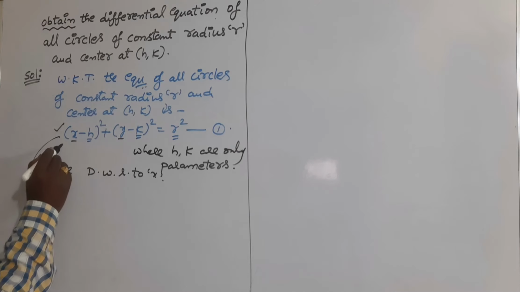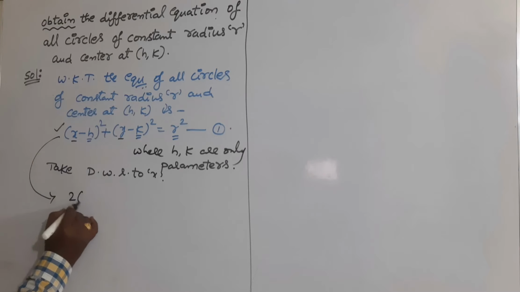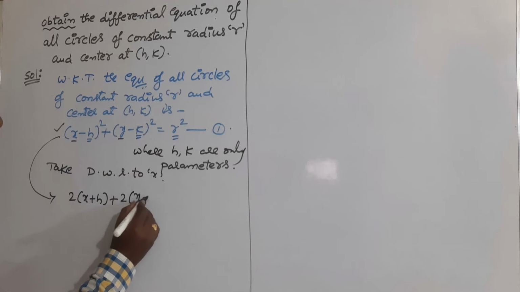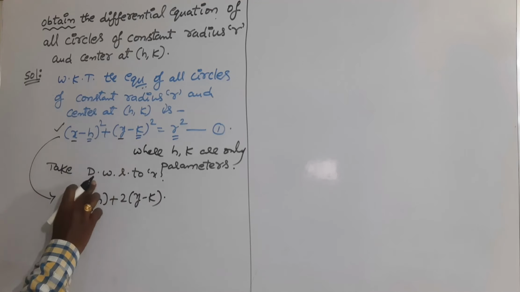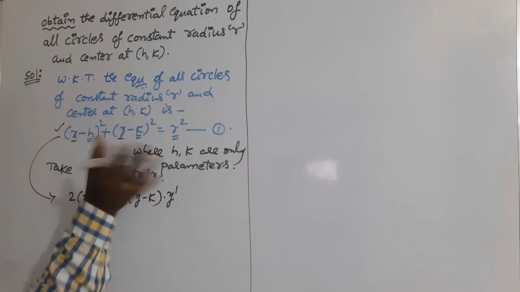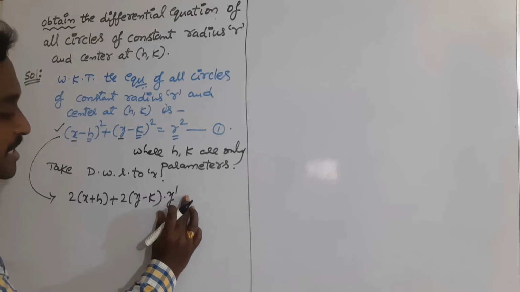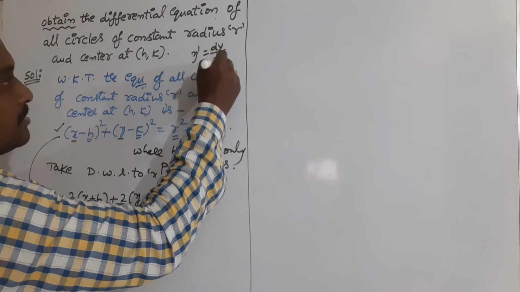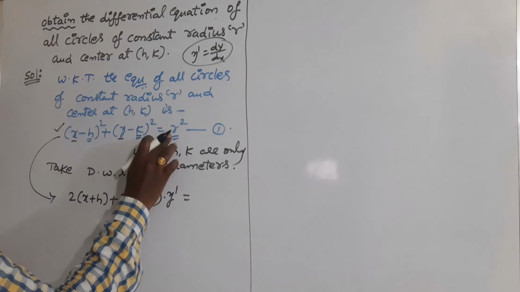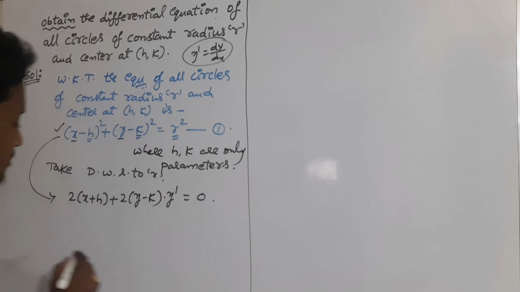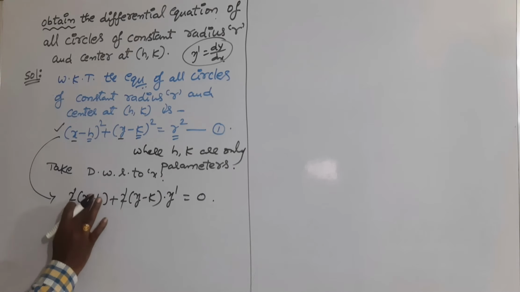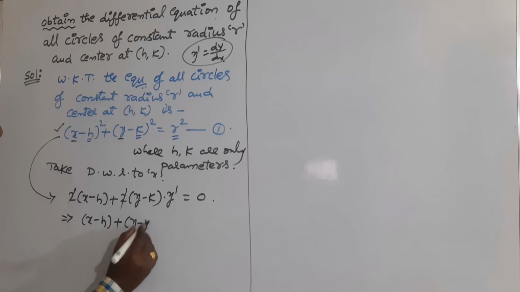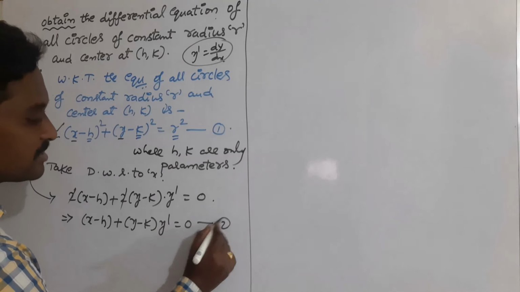So here the derivative of (x minus h) whole square is 2 times (x minus h), plus the derivative of (y minus k) whole square is 2 times (y minus k) into the derivative of y with respect to x, which is y dash, and the differentiation of k is zero since it is a constant. Here I am using the notation y dash instead of dy by dx. Since r is a constant, its derivative becomes 0. So the 2 gets cancelled, and you will get (x minus h) plus (y minus k) into y dash is equal to 0. Take it as equation number 2.